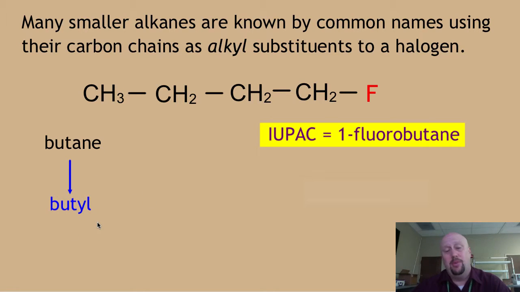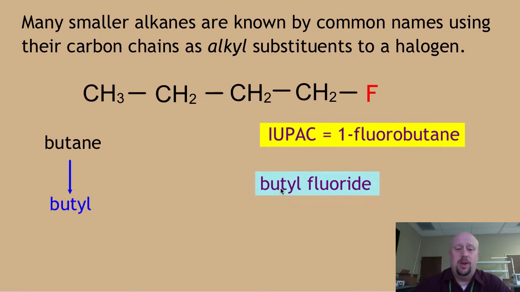Now that's not abnormal. We would do that under IUPAC rules. If we had, say, a 10-carbon chain that had a 4-carbon chain hanging off of it, it would be a butyl substituent. Okay, so that's not really all that unusual. What that means is that the common name for this compound is going to be butyl fluoride.